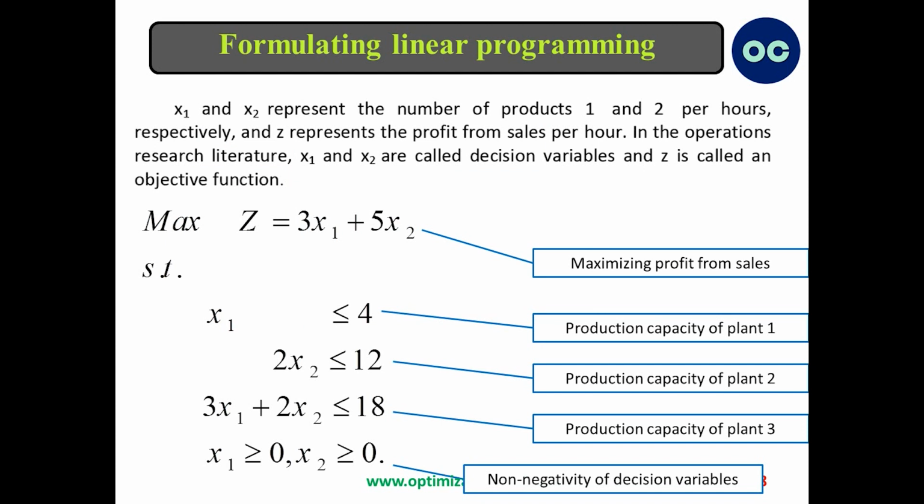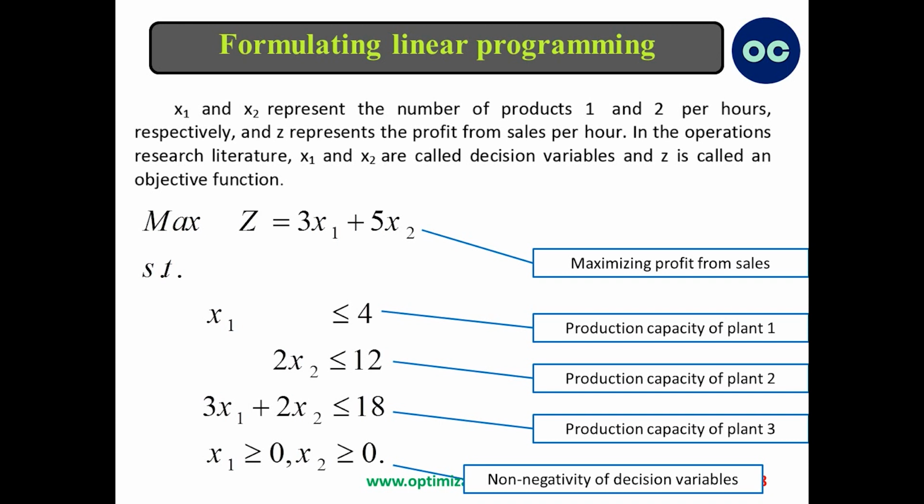We use x1 and x2 to represent the number of products 1 and 2 produced per hour respectively. The profit from sales per hour is represented as Z. In operations research, x1 and x2 are known as decision variables and Z is referred to as the objective function. We want to maximize the profit, so the objective function is the sum of the profit from both products, which is 3x1 plus 5x2.